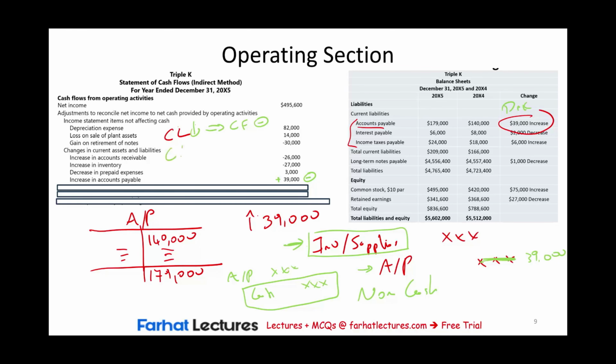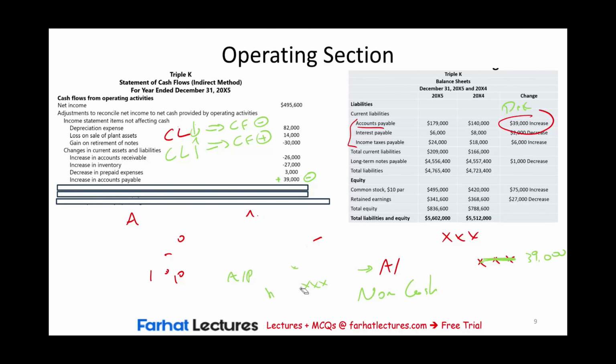If current liabilities went up, it means your cash flow is positive. And this is what happened here. My current liabilities, I have more liabilities. It means I am borrowing money to operate. It means I'm not paying it now. So that's accounts payable. And that's important to understand, that you analyze accounts payable this way. And all liabilities are the same, basically. The rule, you can take this to the bank.